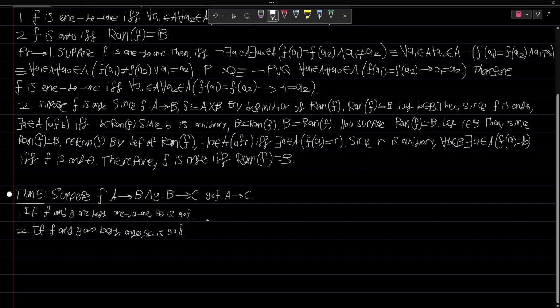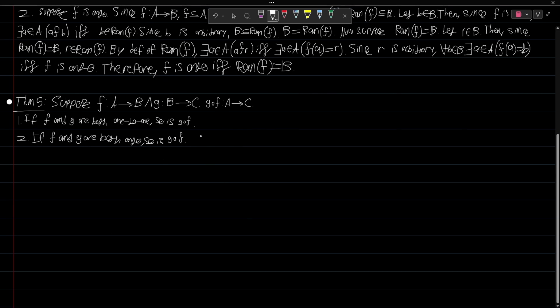That fact is really useful when trying to prove theorems like this, which says that if we let f be a function from A to B and g be a function from B to C, then it follows that g after f is a function from A to C. I mean, we proved that in the other video, so we don't have to prove that here. But it says that if this is true, then if f and g are both 1 to 1, then so is g after f. And if f and g are both onto, then so is also g after f.